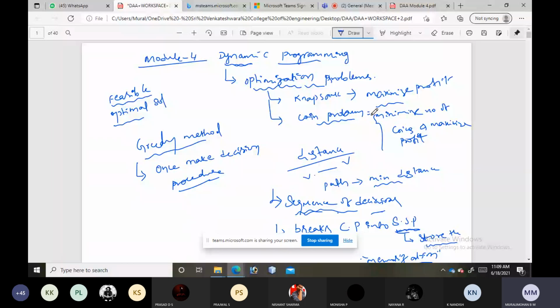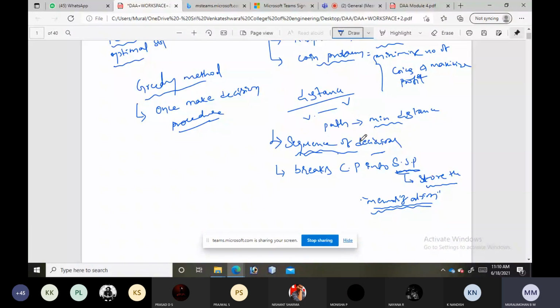To solve such problems we can use the dynamic programming approach. So what is dynamic programming and how does it solve? Basically, it follows a sequence of decisions. It breaks the complex problem into simple subproblems, then solves these simple subproblems, and the results of these subproblems are stored in some array. Whenever the same subproblem is encountered, we can just reuse that solution instead of computing it once again. Finally, we combine the solutions of these subproblems so that it becomes the solution for the main problem. Clear?